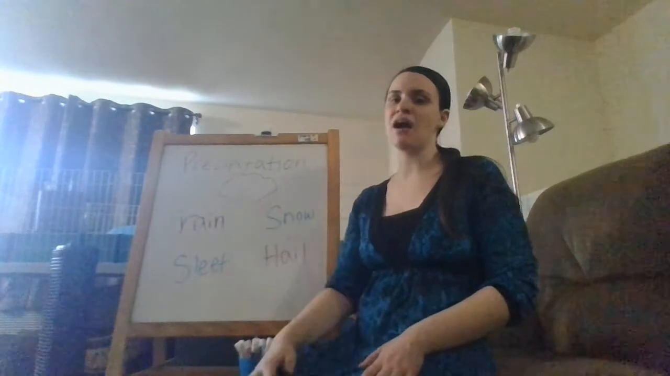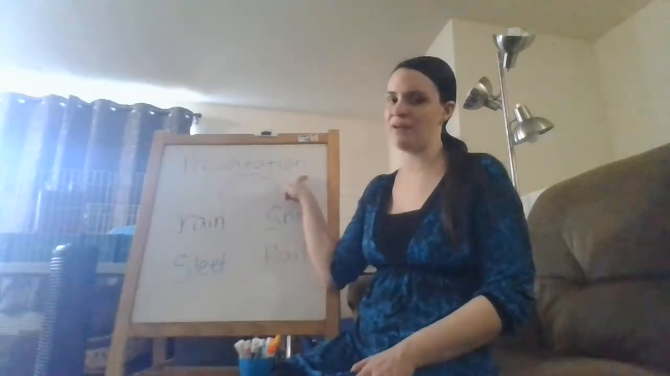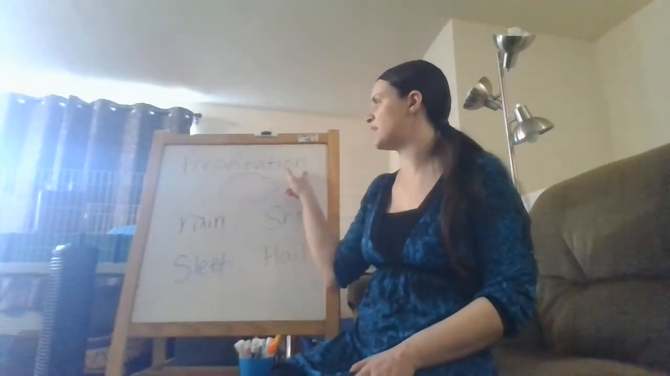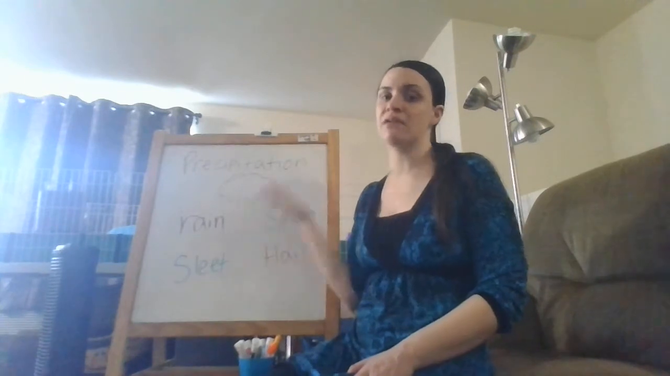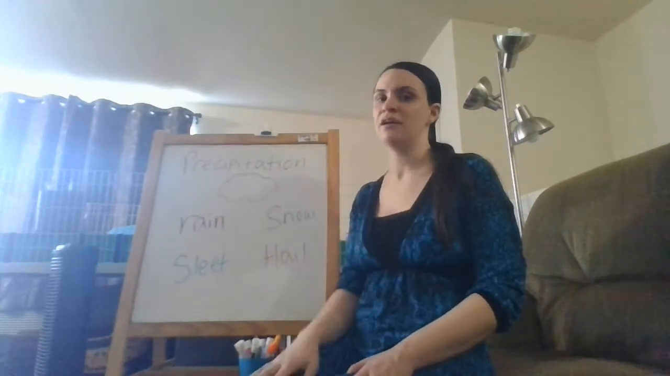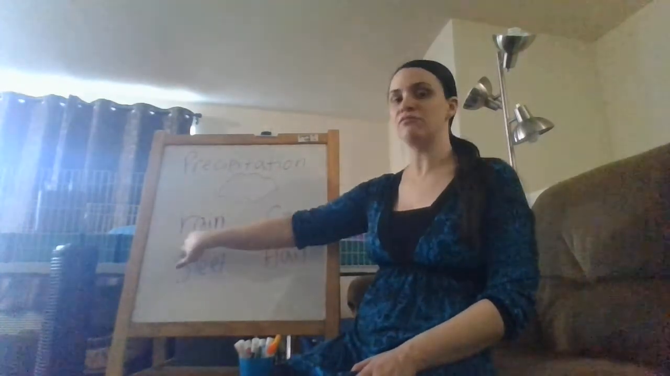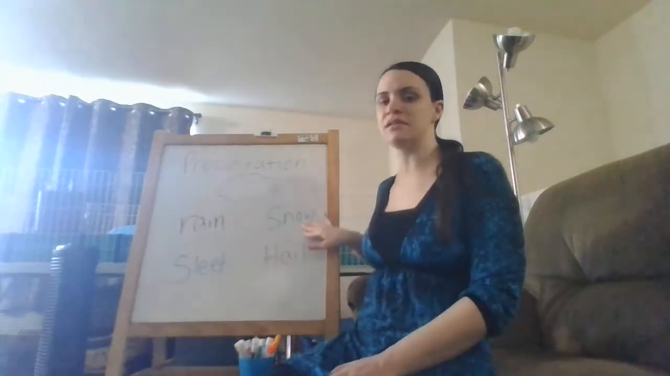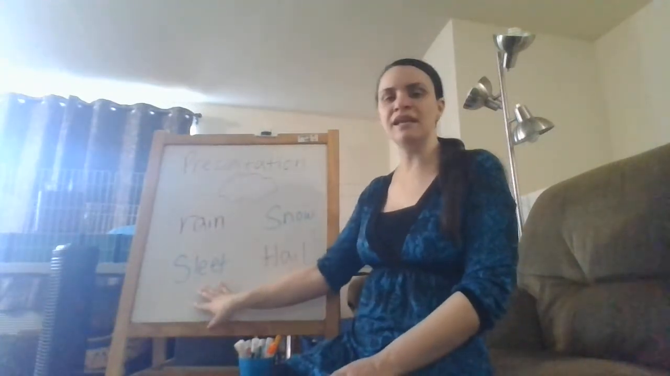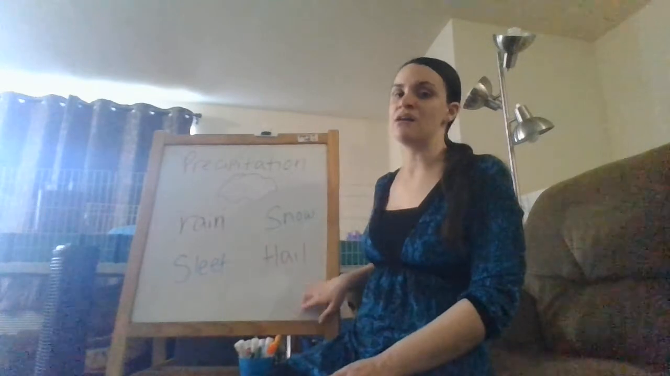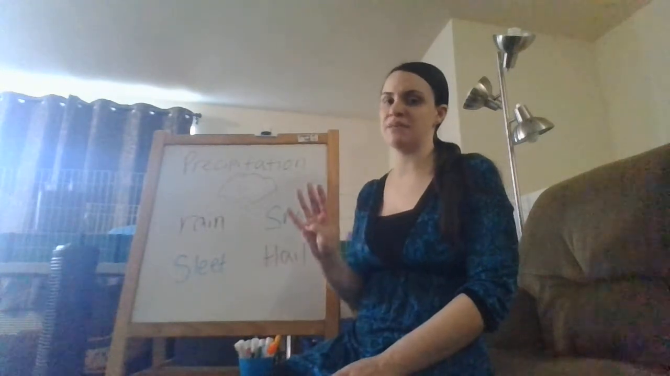So let's say this one more time. Let's say precipitation, ready? Precipitation. And that's water that falls from the clouds. So let's say the 4 types together. Ready? We have rain, snow, sleet, hail. Good. Those are our 4 types of precipitation.